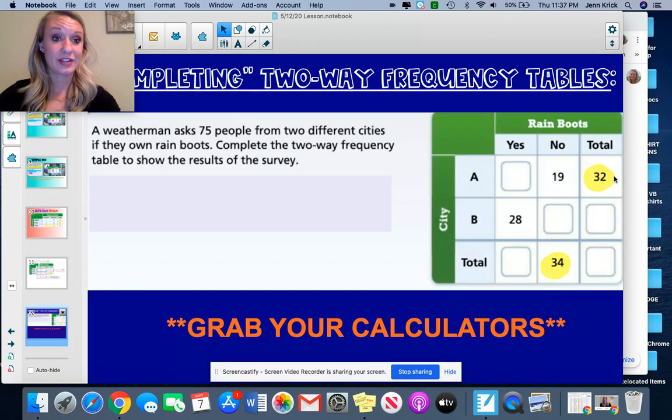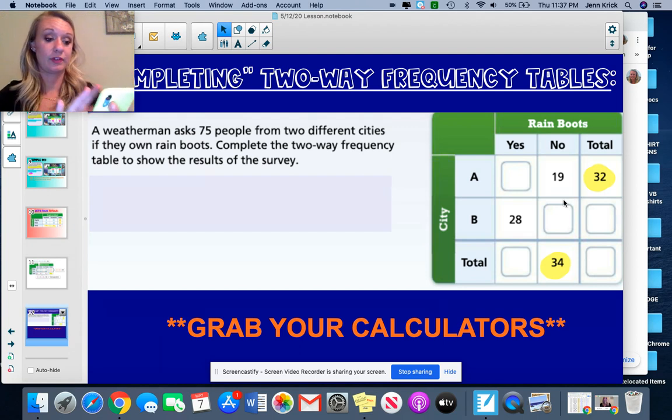Okay, here's the table that you're given. You are going to be asked to fill in the missing boxes. It might take you a little bit of time at first, but once you pick up on the pattern, you'll get to go a little bit faster. So grab your calculator. Okay, I'm just using my phone, and I'm going to model for you too.